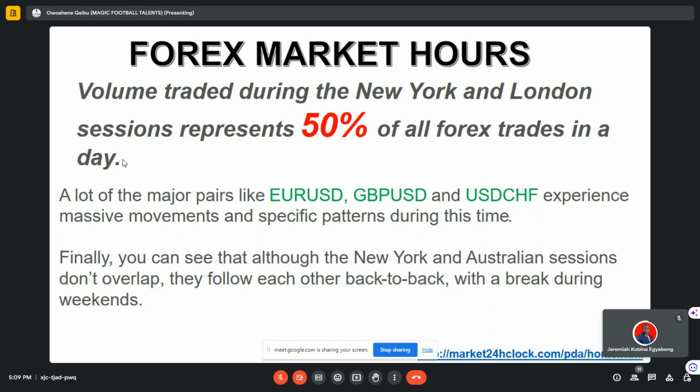What do the time sessions mean? Time zones are the time frames when I will be trading. A lot of major pairs like EUR/USD, GBP/USD, USD/CHF experience massive movement and specific patterns during this time. The first batch shows the pattern on EUR/USD, GBP/USD against USD/CHF.